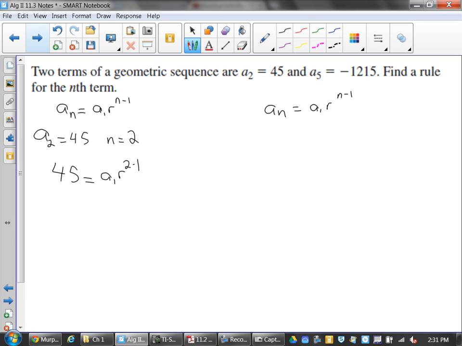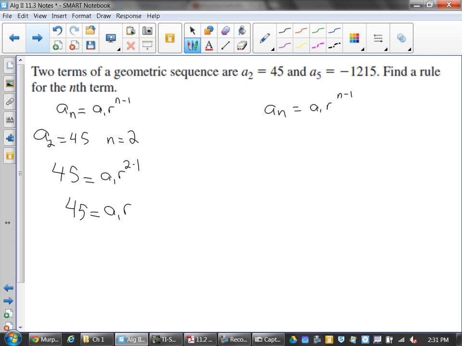Because it's a sub 2? Okay. Now, at this part, is there anything that I can simplify? What's 2 minus 1? Good. I'm going to rewrite this as 45 is the first term times the rate. Is that okay? What's 2 minus 1? 1. So it's 45.